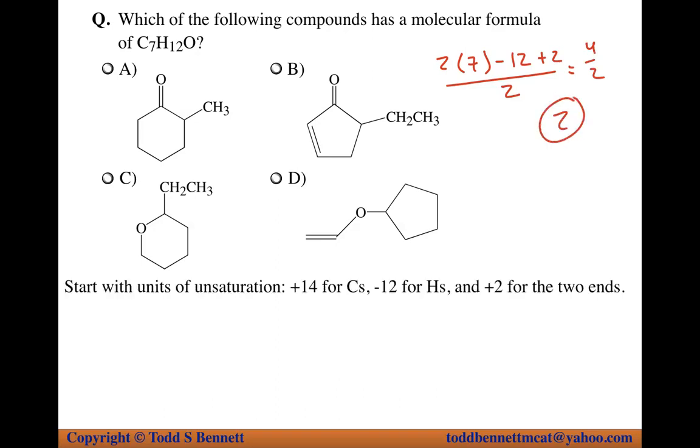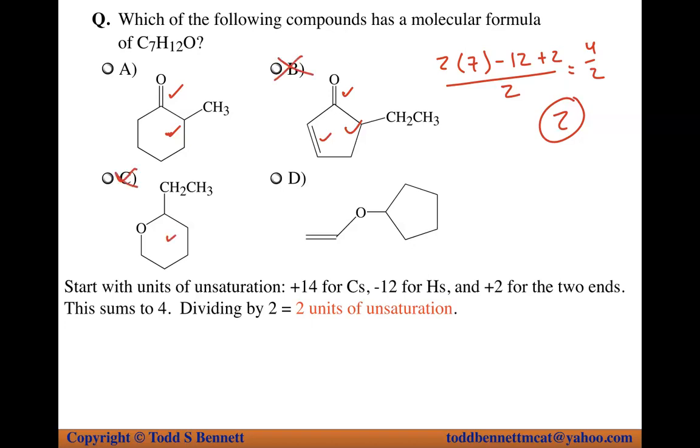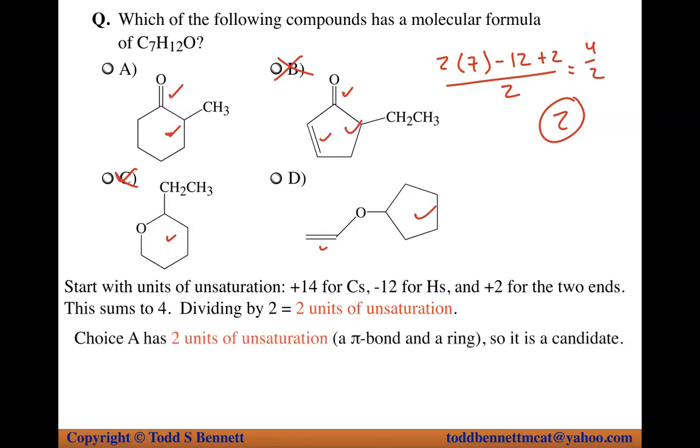Okay, so we're looking pretty good. This one has a pi bond and a ring, so it has 2, looking good. This one has a pi bond and a ring. That's not looking good. This one has just the ring, not looking good. This one has a pi bond and a ring, so looking good. So choice A is 2 units, we're good.